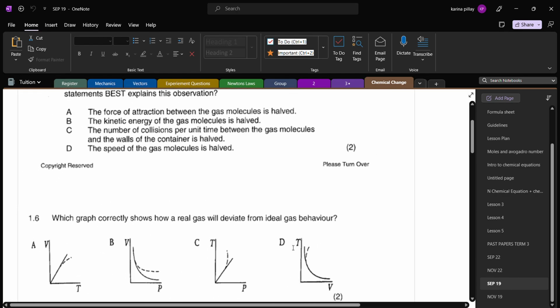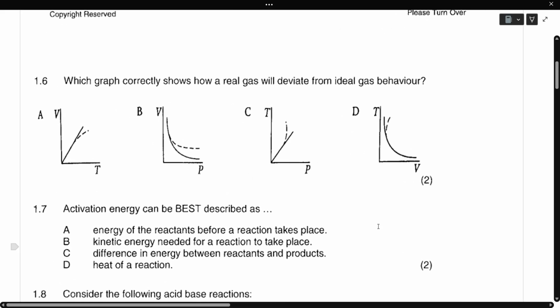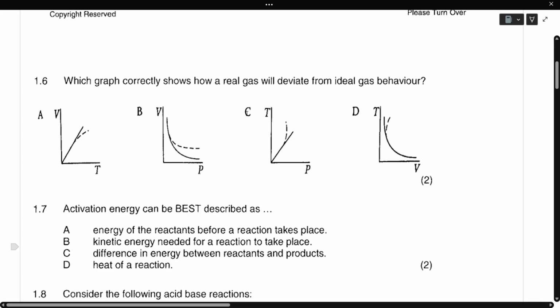Okay, yeah, so I just wanted to quickly show you this first one here of the importance of understanding that graph relationship. Okay, so here in 1.6, they're asking us which graph correctly shows how a real gas is going to deviate from an ideal gas behavior. So the dotted line here is meant to be the real gas, and the solid line is meant to be your ideal gas. So I want you guys to take a minute and choose your answer, and then we'll talk about which one and why.